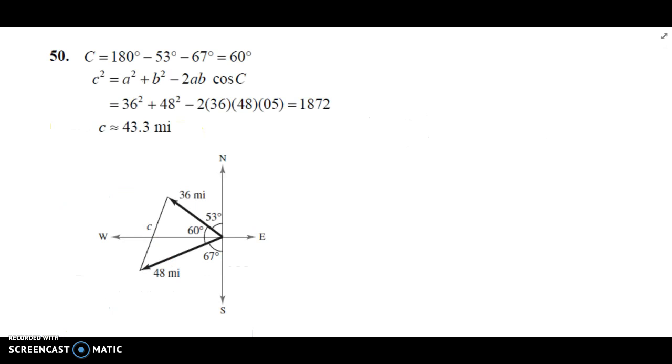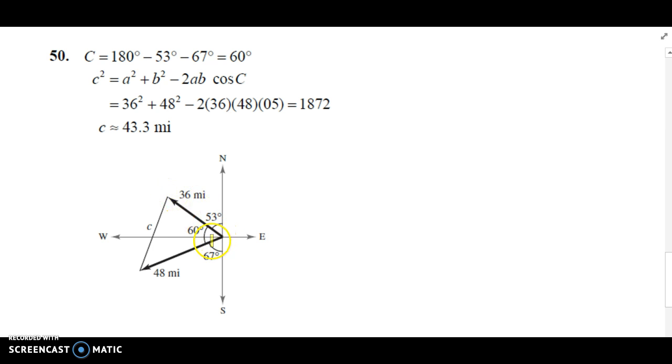And this is question number 50. We're given two initial bearings. One of the bearings is heading in this direction with a 67-degree angle right on the north-south axis. Another one we have going in the northwest direction, 53-degree angle right on that north-south axis. And if we look at what's remaining, 90 minus 57 gives us 37 degrees. 90 minus 67 gives us 23 degrees. If we add those together, then this angle between those two is going to be 60 degrees.